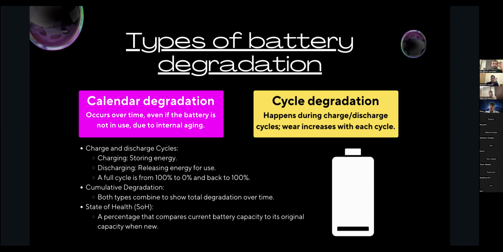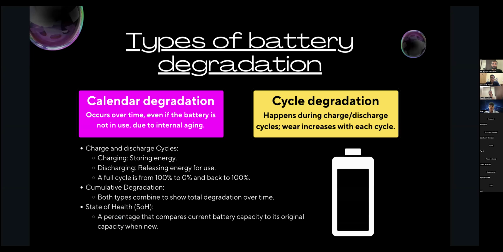Charge and discharge cycles refer to the process of a battery being charged and then discharged. A cycle is completed when a battery goes from 100% down to 0% and then back to 100% again. When the battery goes from 0 to 100, it's called a charging cycle, and when it goes from 100 to 0, it's called a discharge cycle. Over time, these repetitive cycles will cause wear on the battery, leading to faster degradation and a reduced ability of the battery to hold charge. These two combine to express the cumulative degradation over time, and we can use this to calculate the state of health of a battery.